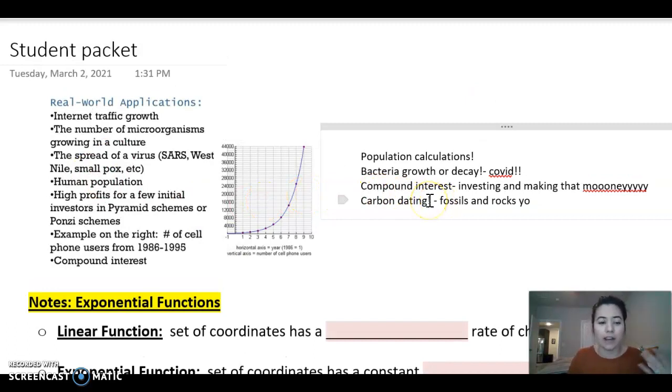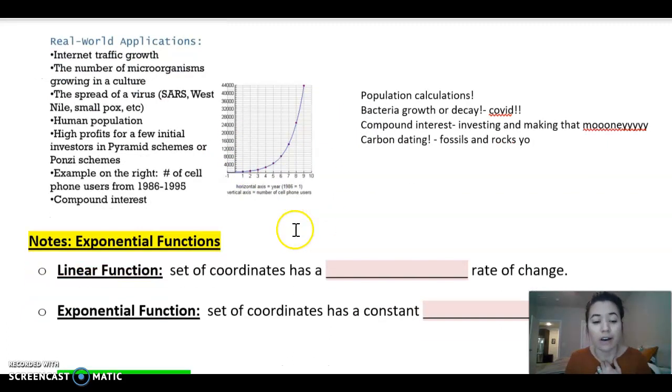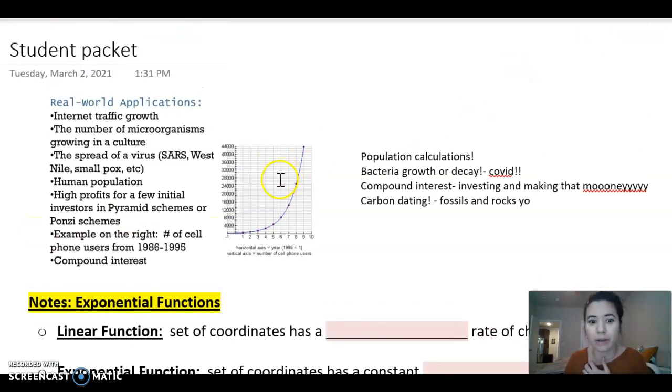And the last one that I could think of off the top of my head was carbon dating. Because I studied rocks, this was huge. Carbon dating is where you take rocks or fossils and you look at the element carbon, and you look at how much carbon that object has, and then that can tell you how old the object is. And that's also modeled by an exponential function. So very cool. All of these things apply to exponentials.